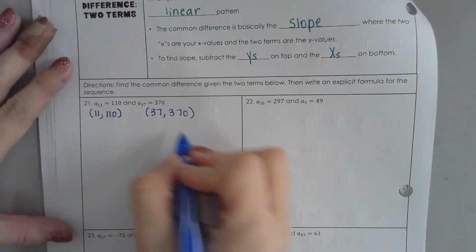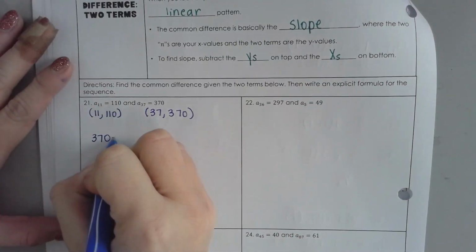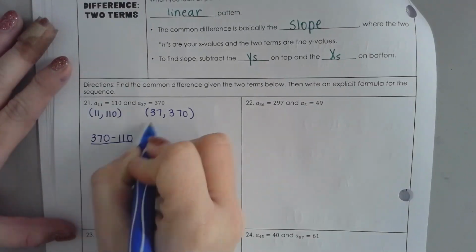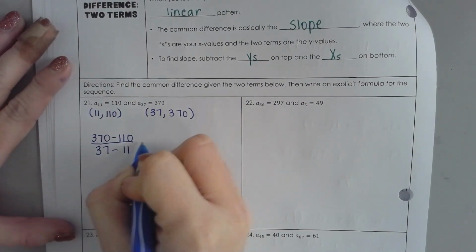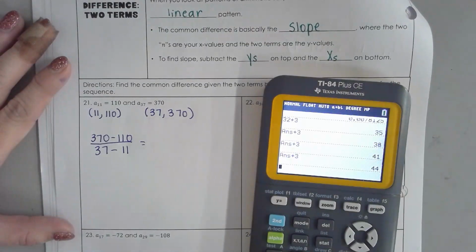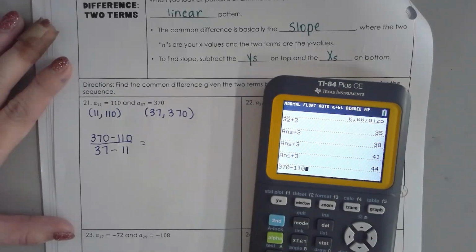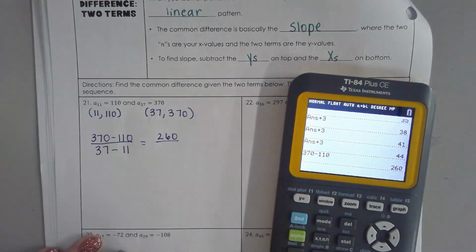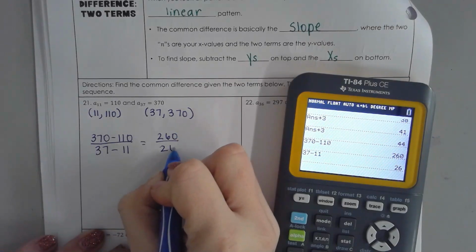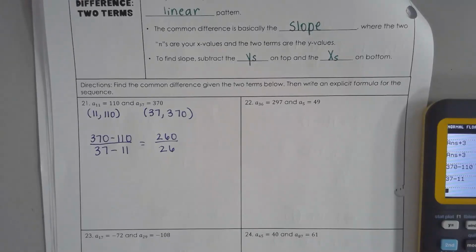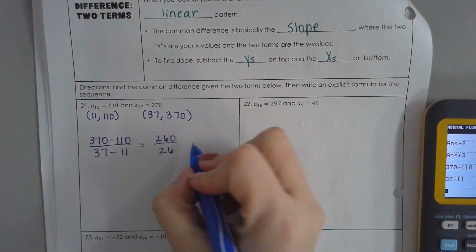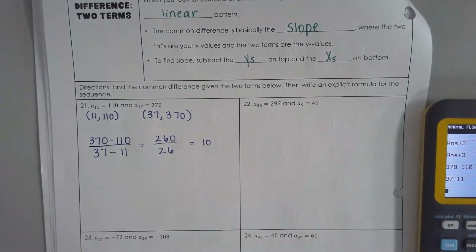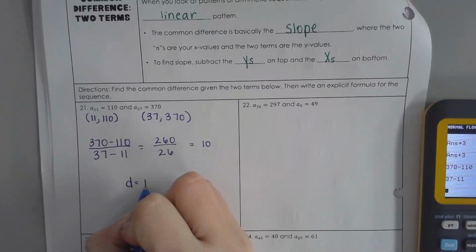So if I was going to do that, I would take 370 minus 110 over 37 minus 11. That's going to give us 260. And then 37 minus 11 is 26. What is 260 divided by 26? 10. So the common difference is 10.